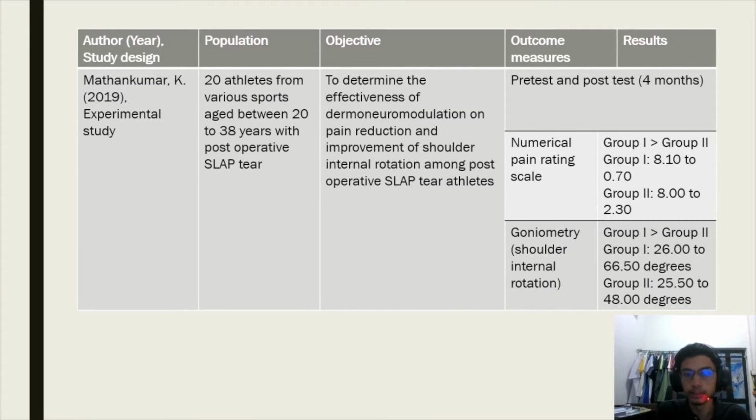For shoulder internal rotation range of motion, Group 1 also improved more than Group 2. Group 1 went from 26 degrees to 66.5 degrees. Meanwhile, Group 2 went from 35.5 degrees to 48 degrees.